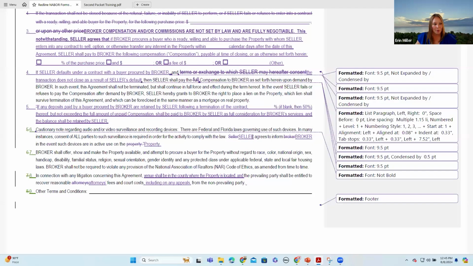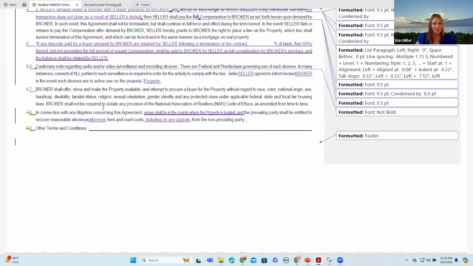All right. Go with me down to paragraph 8. In connection with litigation concerning this agreement, venue is in the county where the property is located, and the prevailing party will be entitled to recover attorney's fees and court costs, including on appeals, from the non-prevailing party. That language is similar to what exists in our other agreements.